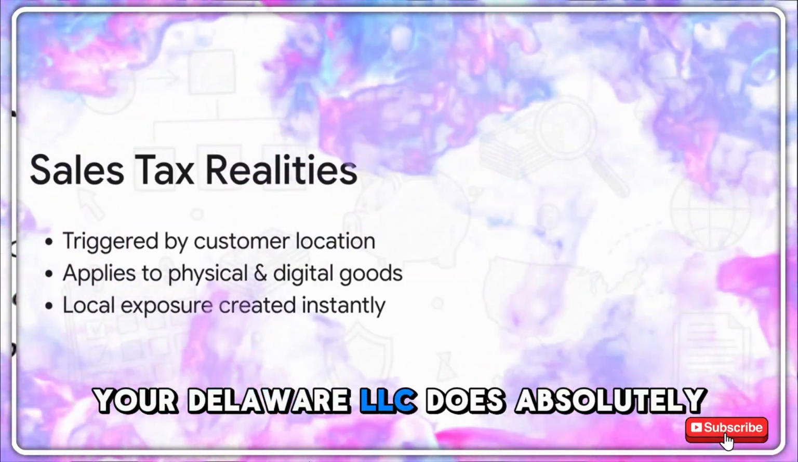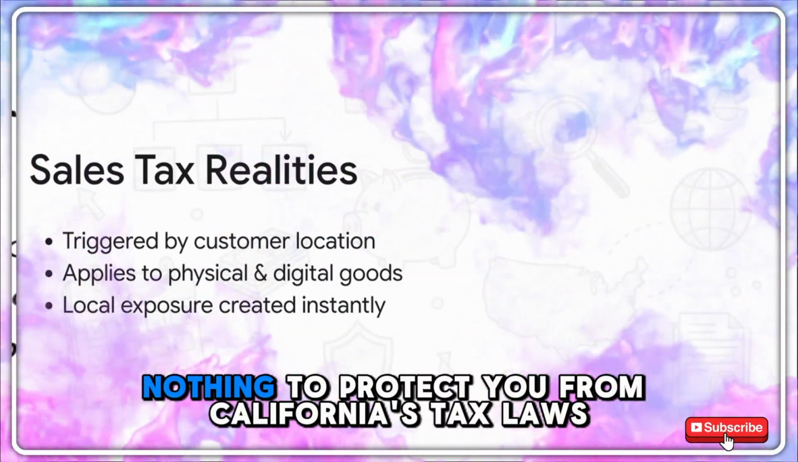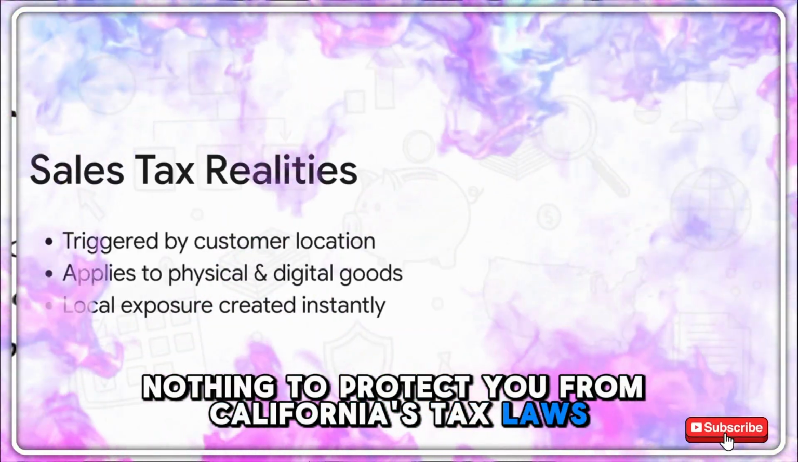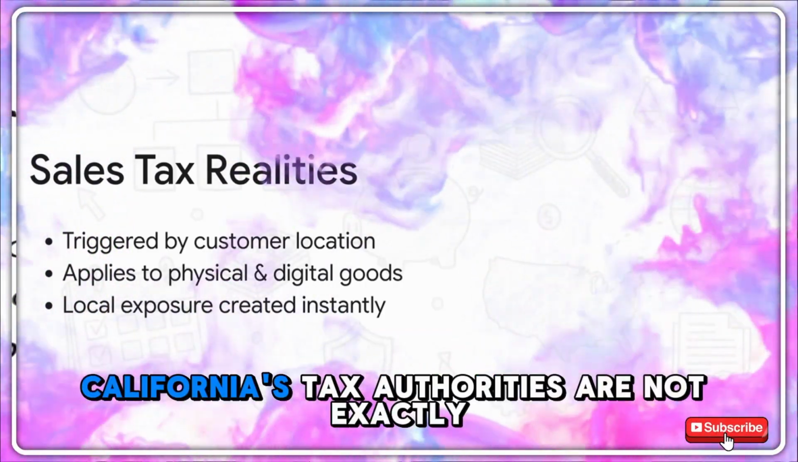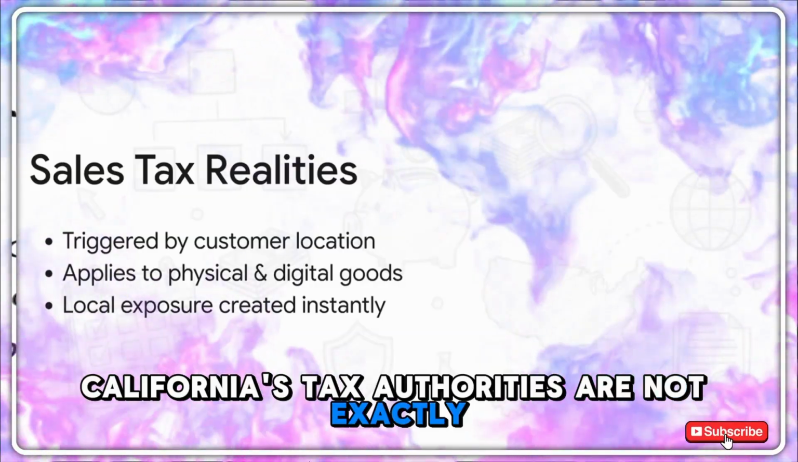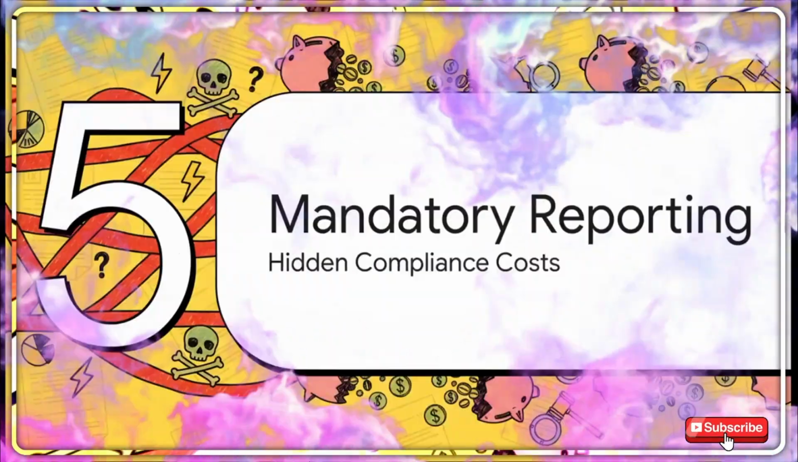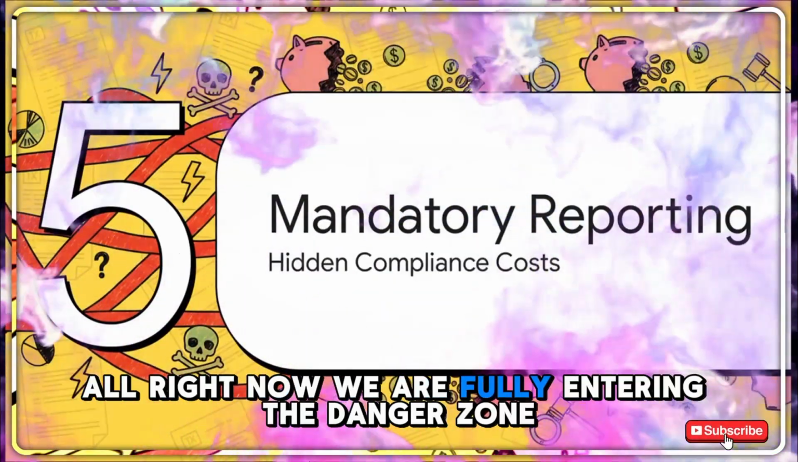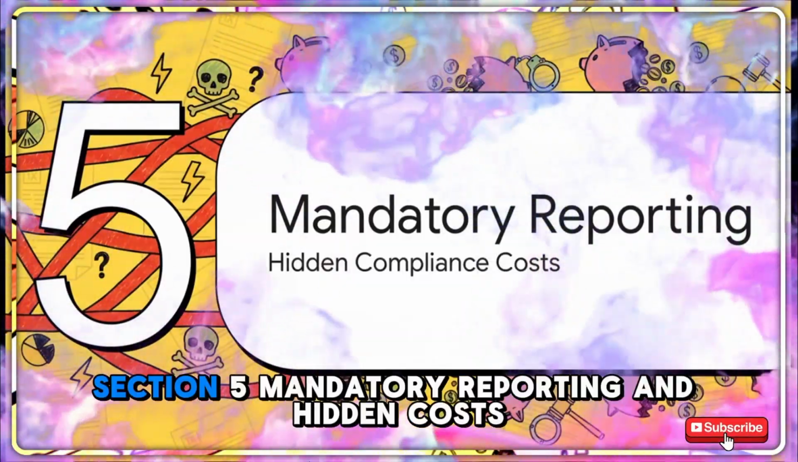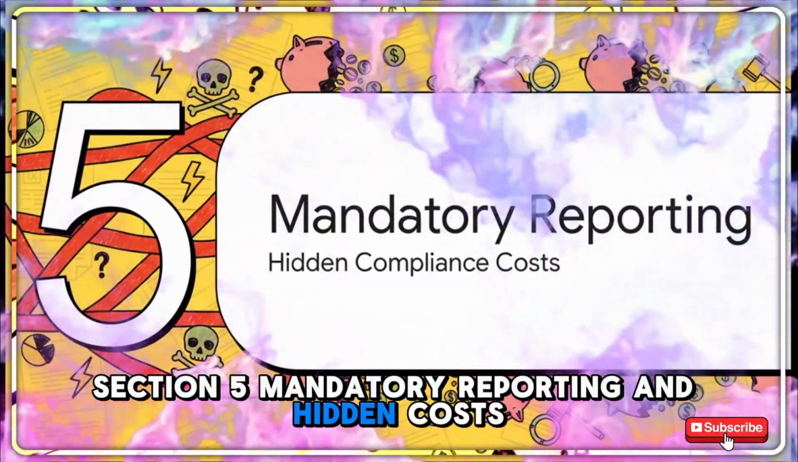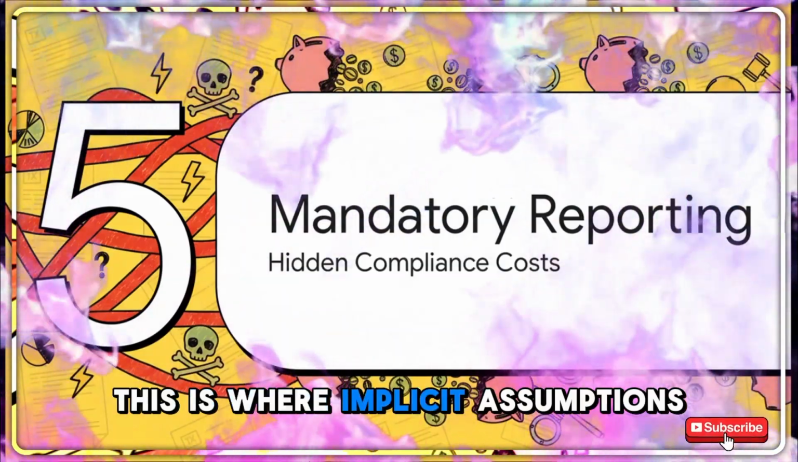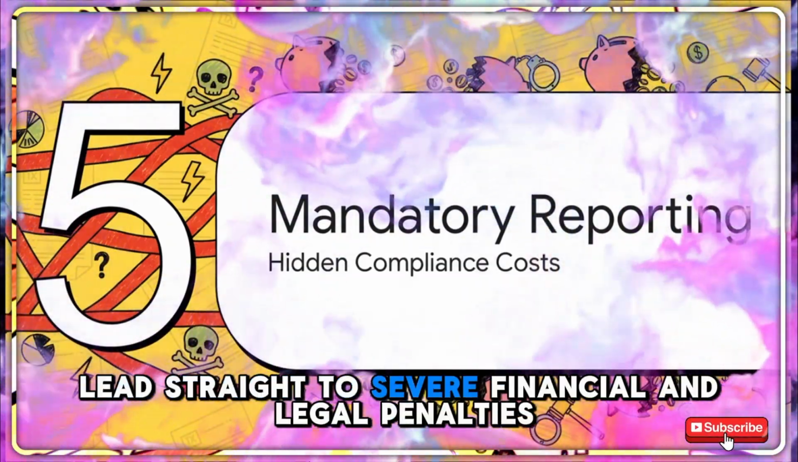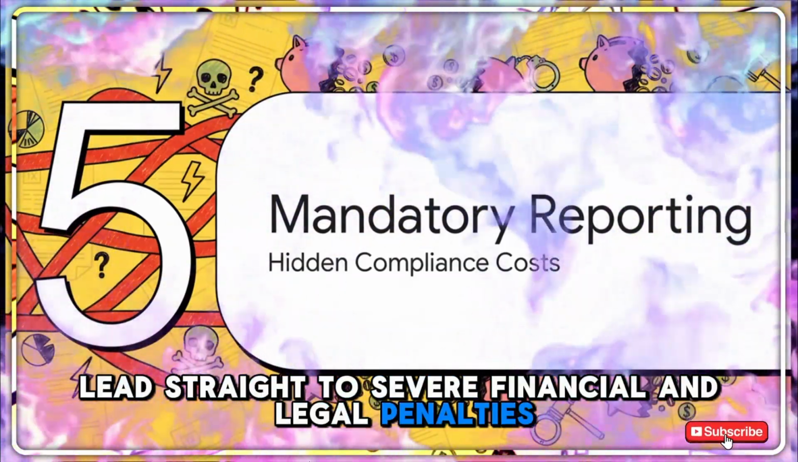Your Delaware LLC does absolutely nothing to protect you from California's tax laws. And believe me, California's tax authorities are not exactly known for being forgiving. All right, now we are fully entering the danger zone. Section 5, mandatory reporting and hidden costs. This is where implicit assumptions lead straight to severe financial and legal penalties.